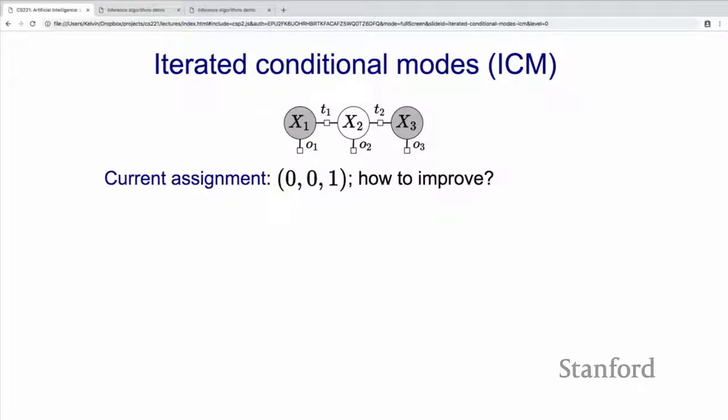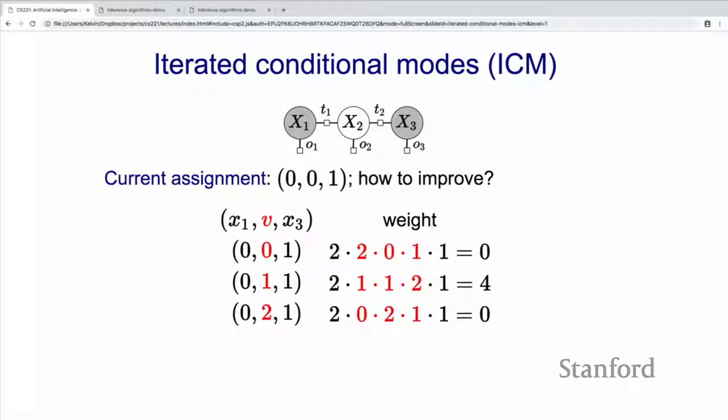Let's see how that works. Okay, so the algorithm for local search is going to be called iterated conditional modes, and I'll explain why it has that name in a second. But let's look at this factor graph that we've been working with the whole time. So the current assignment is 0, 0, 1. Now, you might look at that and say, well, is it possible for me to change just a single variable so that I get a higher score? Just one variable. And for this particular factor graph, it turns out that, yes, you can.